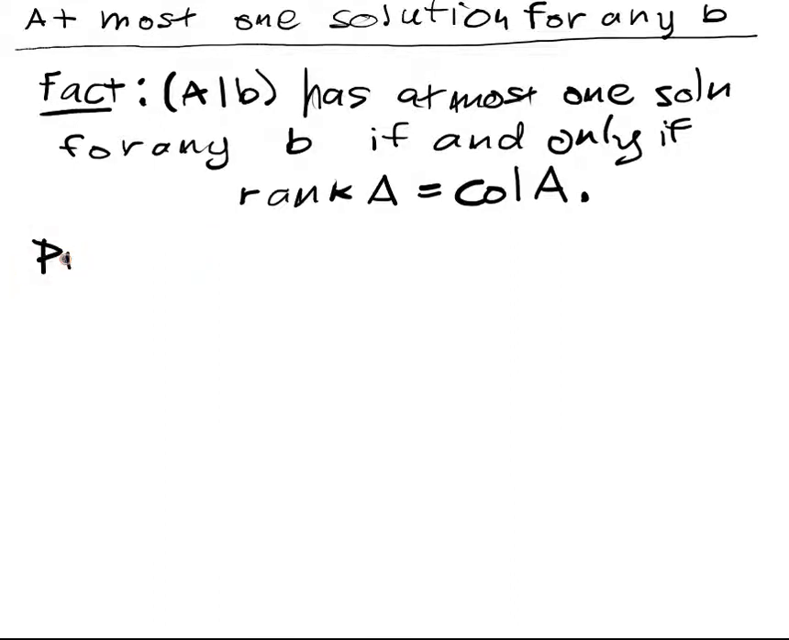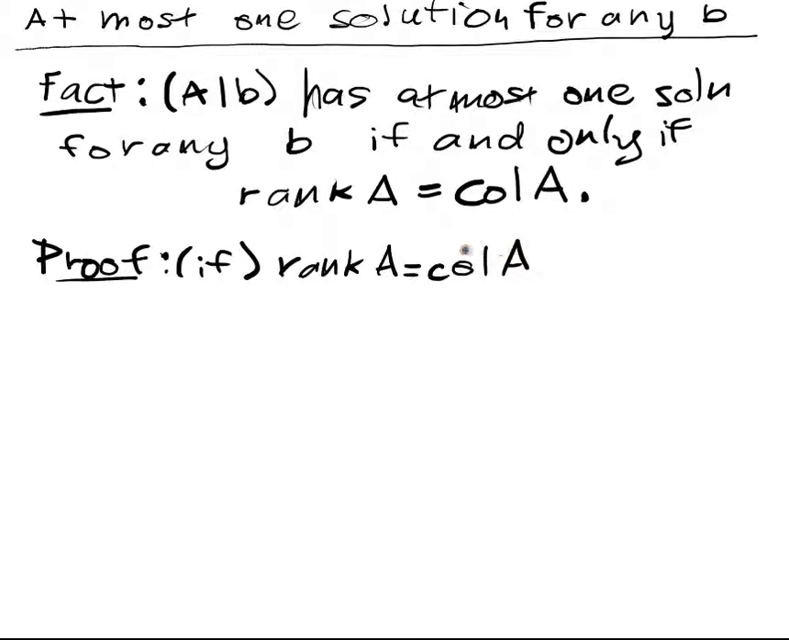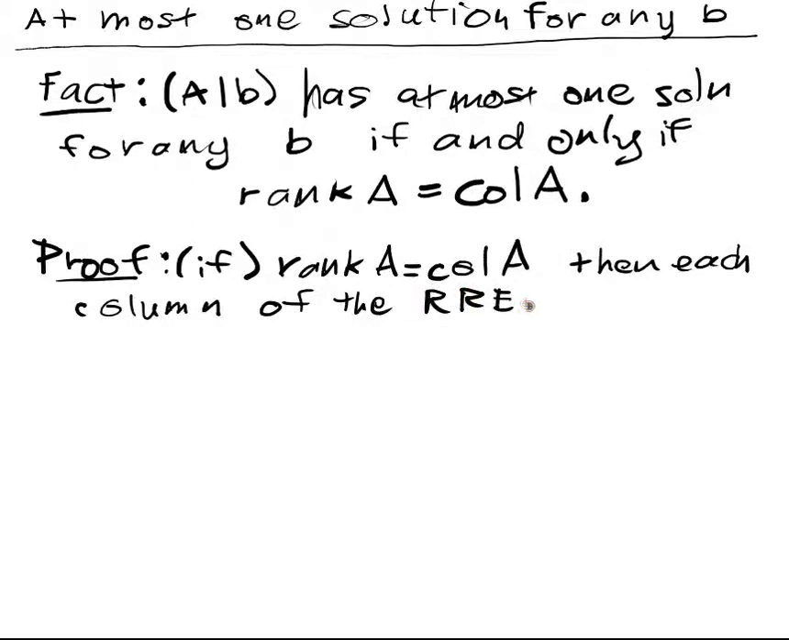So now let's prove this fact, like we've done the last facts. So let's do the if condition, right? So the if part of this fact. So if the rank of A is equal to the number of columns of A, we want to show that, for any B, this has at most one solution. So if this is true, then each column of the reduced row echelon form of A has a pivot.